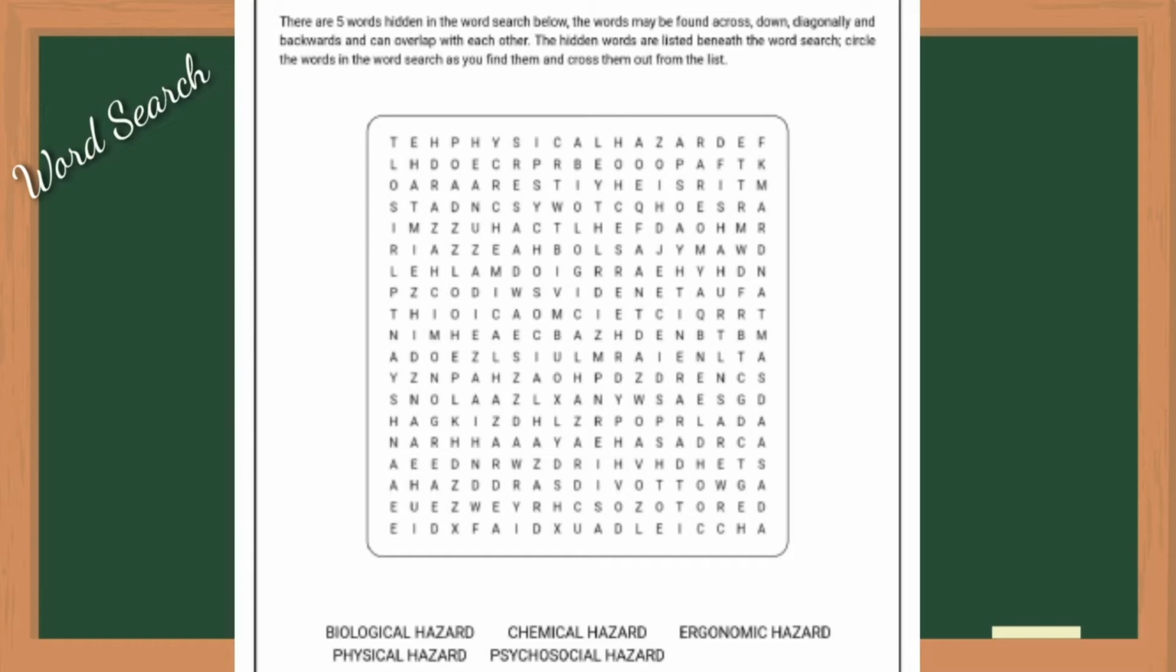The words may be found across, down, diagonally, and backward, and can overlap with each other. The hidden words are listed beneath the word search. Circle the words in the word search as you find them and cross them out from the list. And that could be done in 60 seconds. Time starts now.